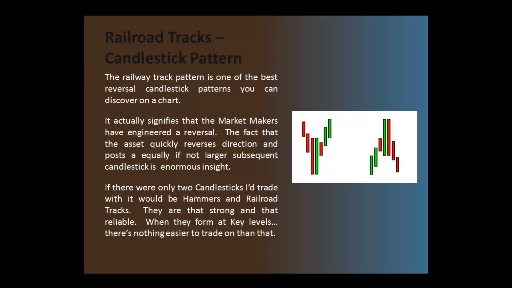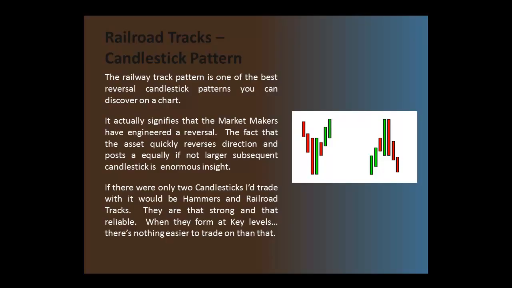The railroad track pattern is one of the best reversal candlestick patterns you can discover on a chart. It actually signifies that the market makers have engineered a reversal. The fact that the asset quickly reverses direction and posts an equal, if not larger, subsequent candlestick is enormous insight.